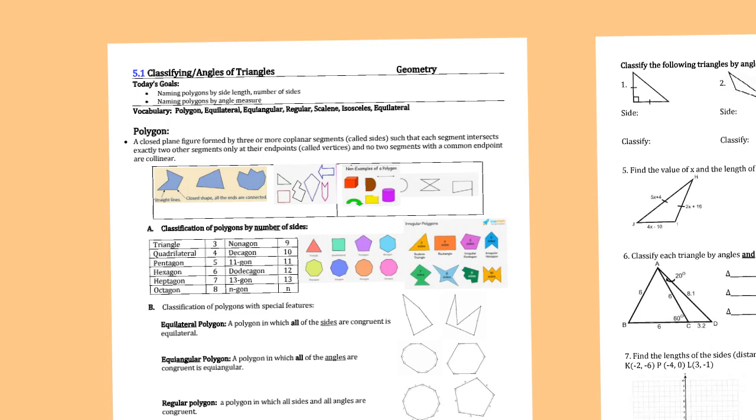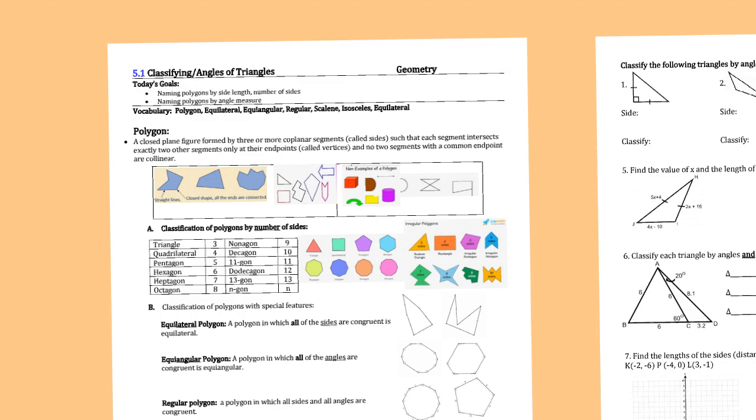Okay, so today we're going to be talking about classifying polygons. A polygon is a closed figure on a plane and it has three or more segments called sides. These are joined at vertices. Here are some examples of polygons on the left and some non-examples on the right. No curved shapes.